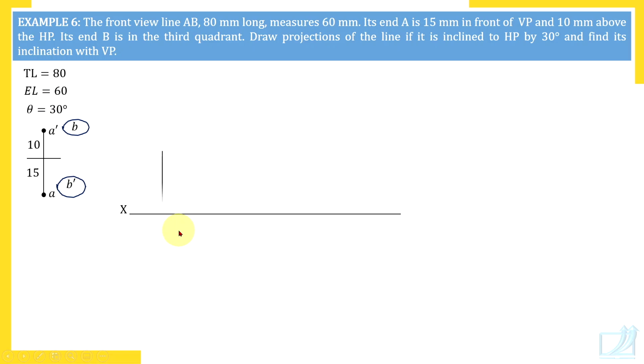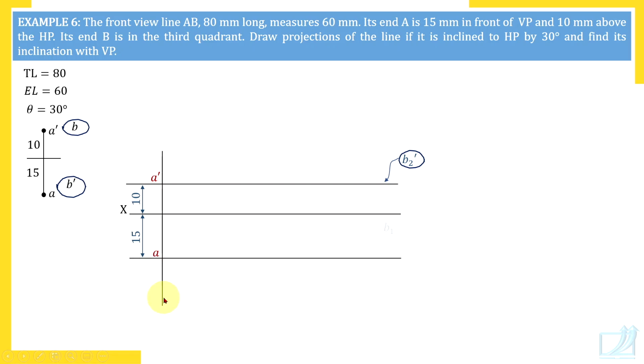So draw XY line and mark the reference point. So through A dash draw a horizontal line. Which other point on this line? B2 dash. Through A you draw a horizontal line. Which other point on this line? B1. And now, what is the first step in solving problems on lines inclined to both the reference planes?